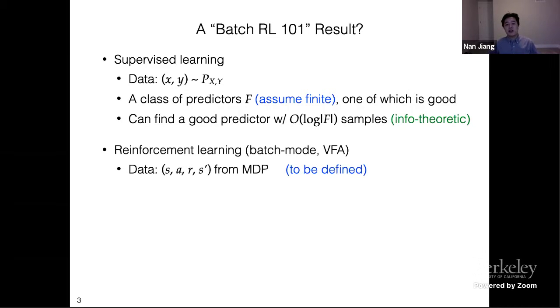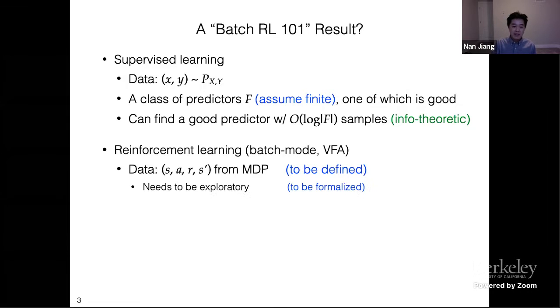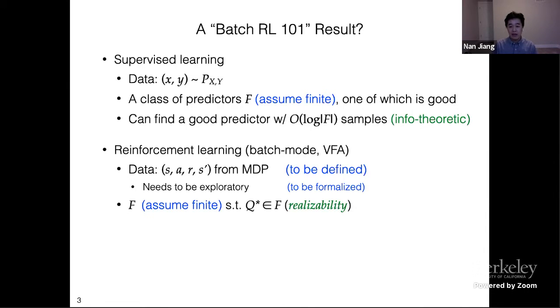By analogy, I can also try to write down a similar 101 result for batch RL, and it should look something like this. We have data being state, action, reward, next state tuples generated from the MDP, and this data set needs to be exploratory somehow to provide some coverage over the entire state space. We'll also need to assume that we have a function class, let's say it's finite for now, which captures Q star, the function we want to learn. And this we'll call the realizability assumption.